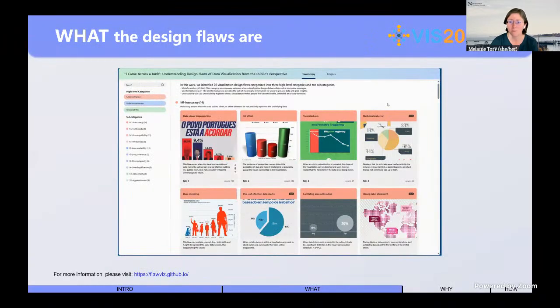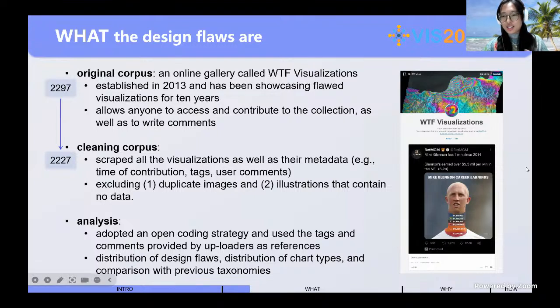Let me go back to the slide. So you can see the picture on the right. Our dataset is actually from an online platform that everybody can contribute to. It's called What the Fuck Visualization. You can just type in and see what their dataset looks like. Basically, what we do is we scrape their data, and we clean it. We remove the duplicate ones, and we remove those that do not count as visualizations. So this is our dataset.